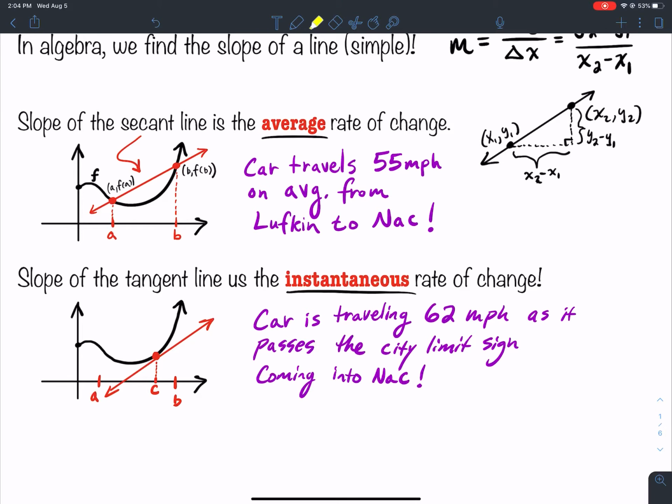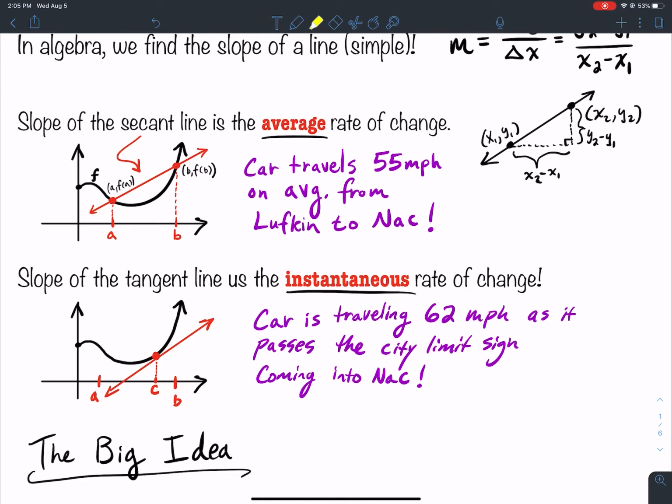So that's a very different question than, what was the average speed over the whole trip? This was, how fast were you going right whenever you passed the city limit sign coming into NAC, okay? So very, very useful there. And up to this point, without calculus, we could not answer this. All we could do was approximate.